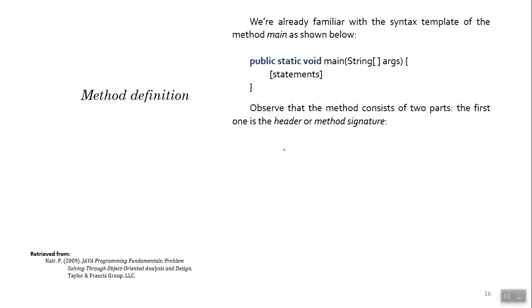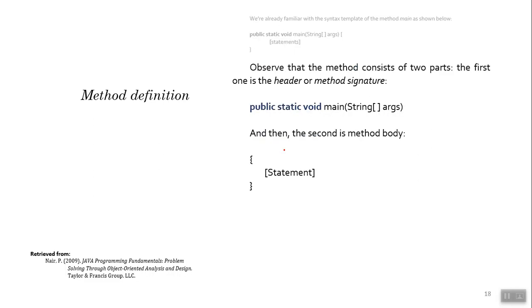So we're already familiar with the syntax template of the method main as shown below. So this is the method definition or method signature of the main class. So observe that the method consists of two parts. The first one is the header or method signature, which is this one. And then the next one is the method body. So the statement inside the method.